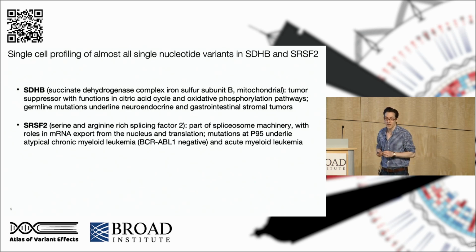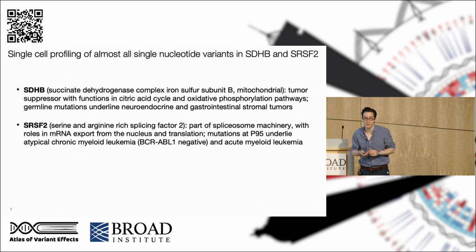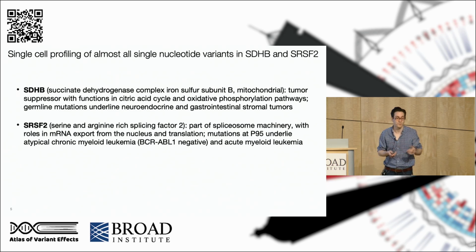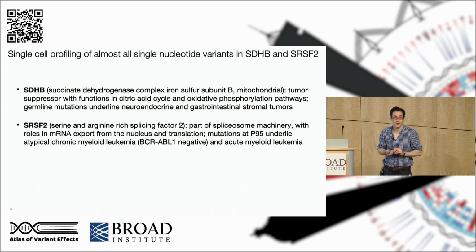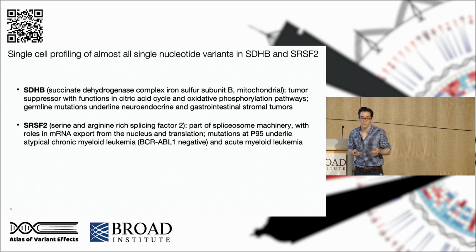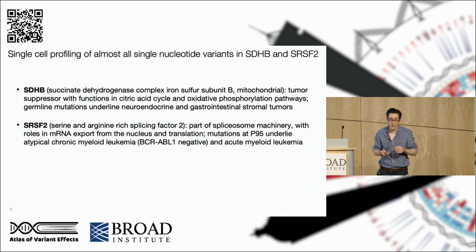So SDHB, which is a tumor suppressor with functions in the citric acid cycle, as well as oxidative phosphorylation pathways, and where germline mutations underlie endocrine tumors and gastrointestinal stromal tumors, as well as SRSF2, which is a splicing factor, part of the spliceosome machinery, where mutations at a single residue are commonly found, and those underlie atypical CML as well as ALL.